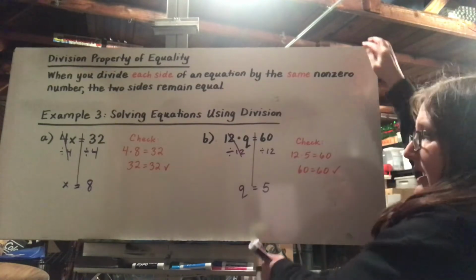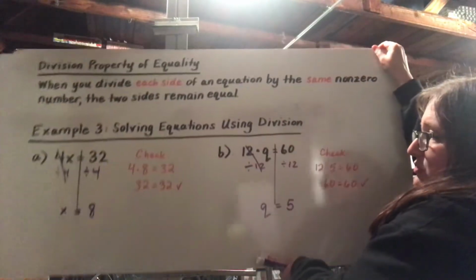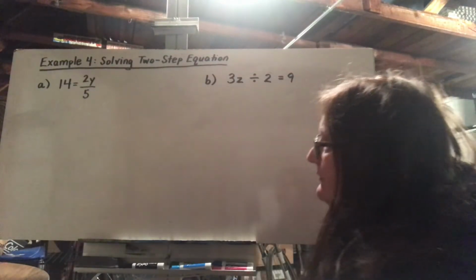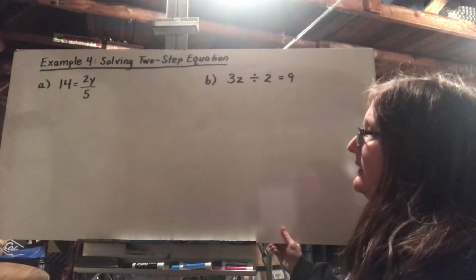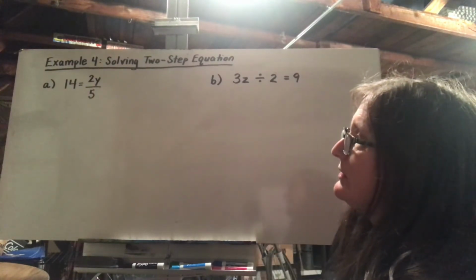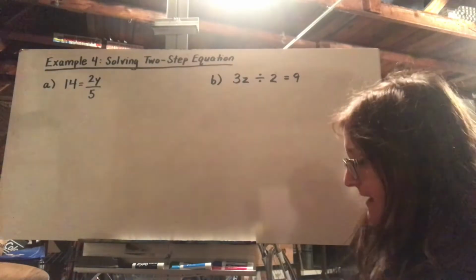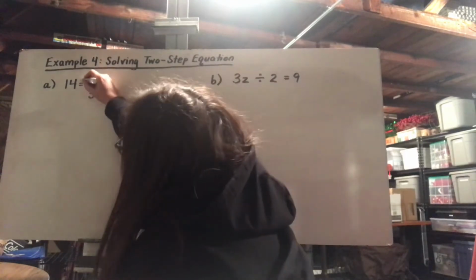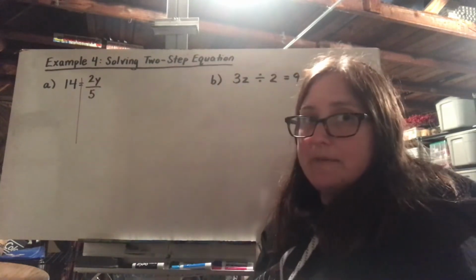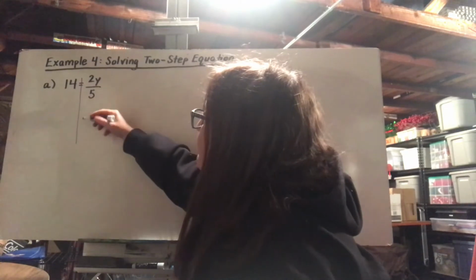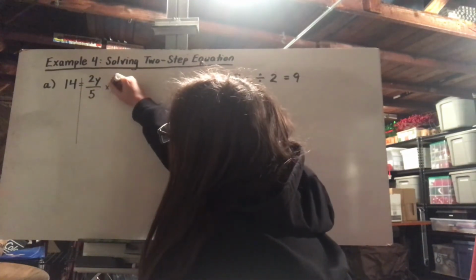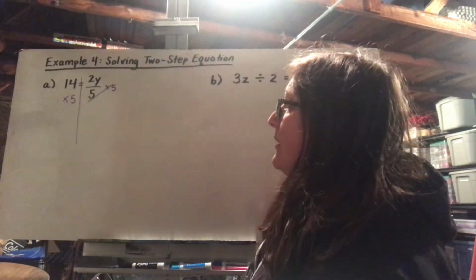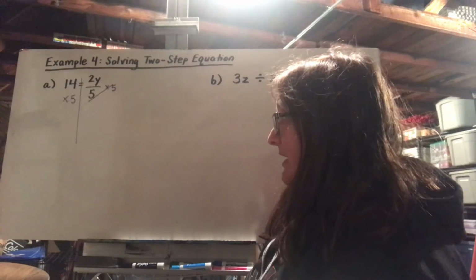It's a quick and easy way to check my answers and make sure that I didn't make any mistakes when I was solving my equation. All right, so let's look at some two-step equations here. So in this first one, I have 14 equals 2 times y divided by 5. So just like all the other equations I've done, I'll start by splitting it at the equal sign. To get rid of this divide by 5, I'm going to have to multiply by 5. And I'll do that on both sides. So I'm going to do that step first and just get that step kind of out of the way.